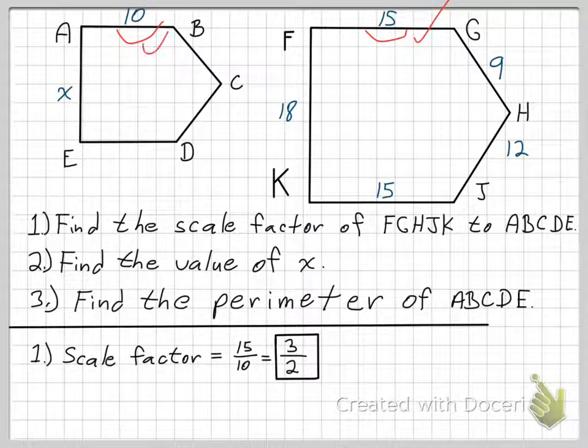So if I take these two corresponding side lengths, and they're both known to me, right? 15 is a number, 10 is a number, and I divide both of those, I get 15 over 10, or 3 over 2. So the scale factor is 3 over 2. That's very important. We're going to be using that to find missing side lengths and any missing perimeters we might need. Okay, so please remember that scale factor of 3 to 2.